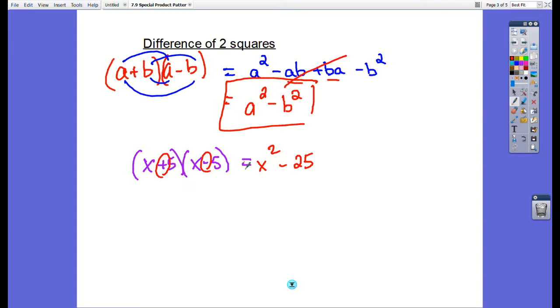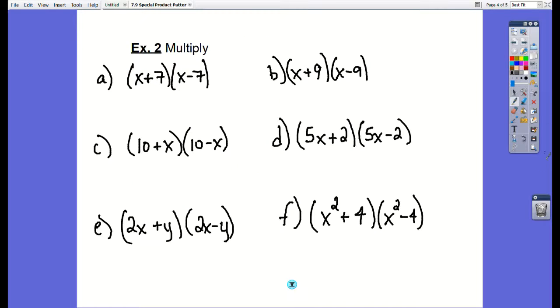That's it. All right, so once again, I'm going to put a whole bunch of problems on the next slide. Do not use FOIL. Try to use this pattern. If they look like this, use this pattern. All right, so who has our first one for us? Anton. x squared minus 29. All right. Here's our A, here's our B. So you square the A, square the B, put a subtraction sign in the middle. That's it. Next one. Who's got that for us? Okay. x squared minus 81.